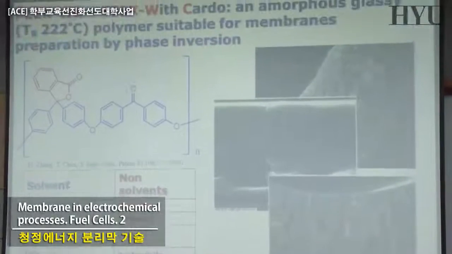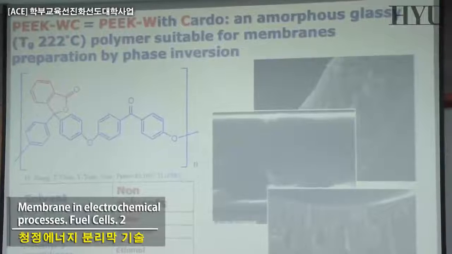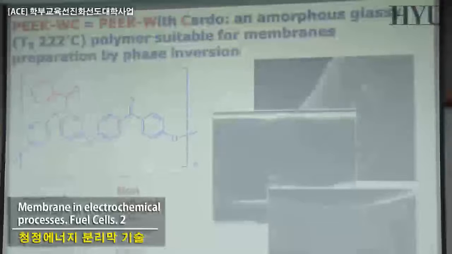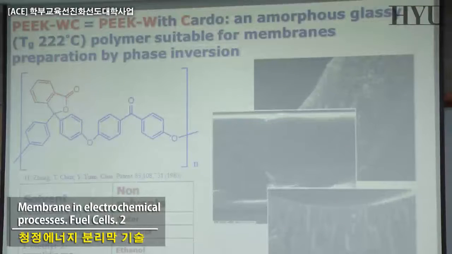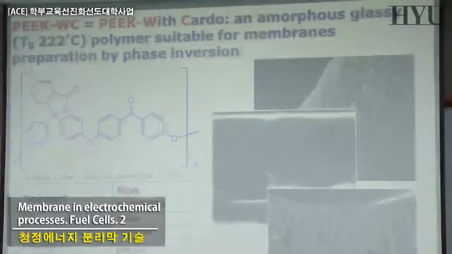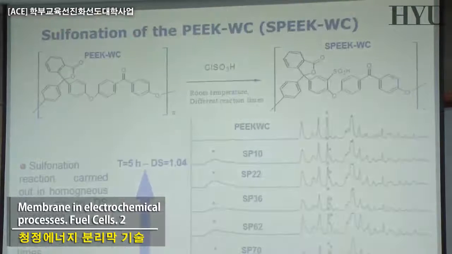This is the structure, and there are solvents and non-solvents you can use for your phase inversion. There is typical NIPS. You can operate at low temperature, and you can make hollow fibers. You can make flat sheet membranes, dense, asymmetric. So it's a polymer that you can handle as any typical polymer.